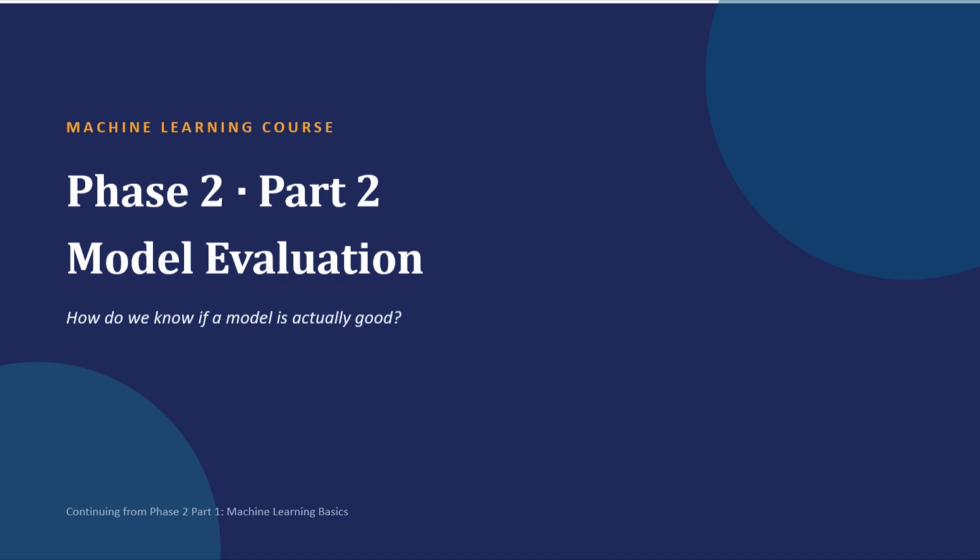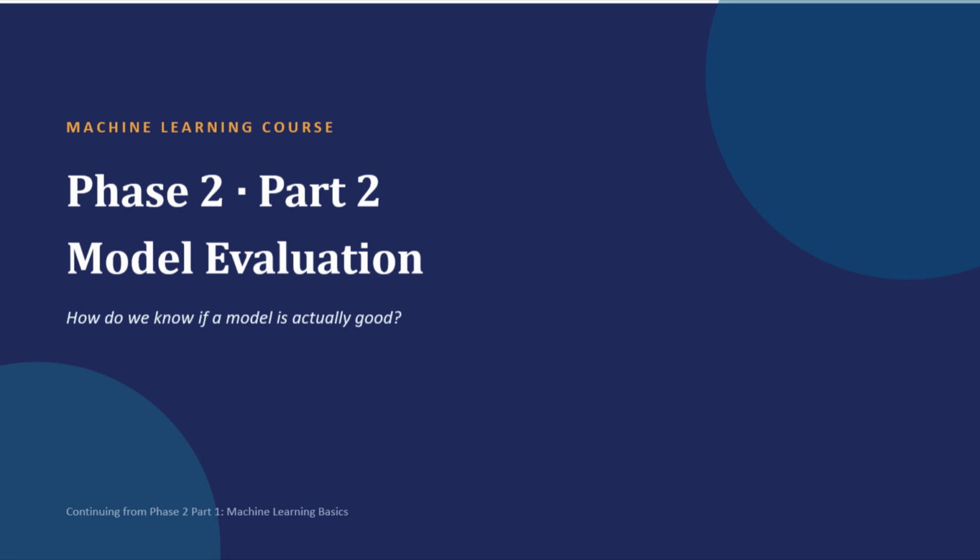Welcome back, everyone. In the previous lesson, we learned the 5 major types of machine learning: supervised learning, unsupervised learning, semi-supervised learning, self-supervised learning, and reinforcement learning. But here's an important question. Imagine you build a machine learning model. How do you know whether it's actually good? What if your model gets 95% accuracy, but still makes terrible decisions? Today we're going to answer exactly that.